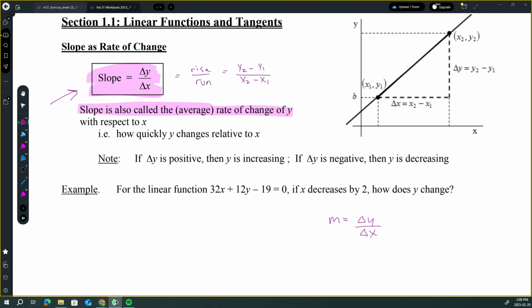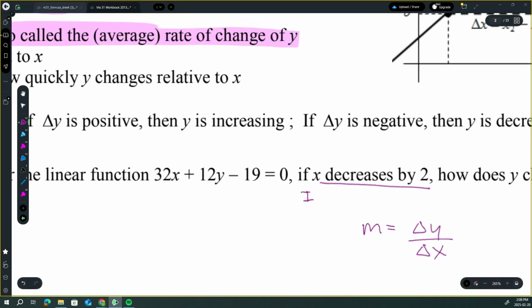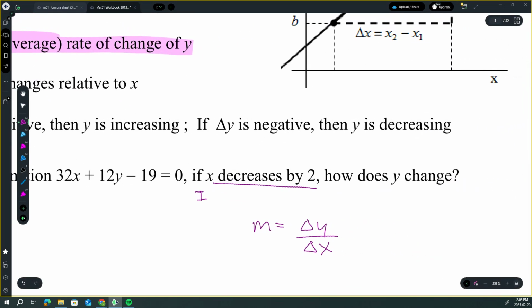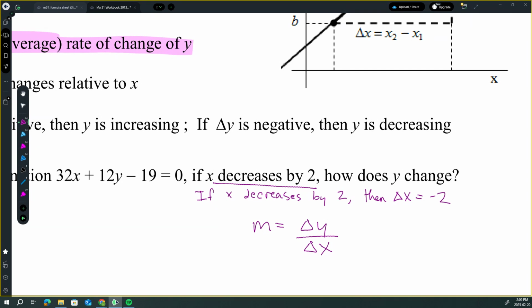Okay, so since it says x decreases by 2, if we know how much x decreases by, we know that the change in x is equal to 2. Let's just write that over here. So then the change in x is equal to negative 2.